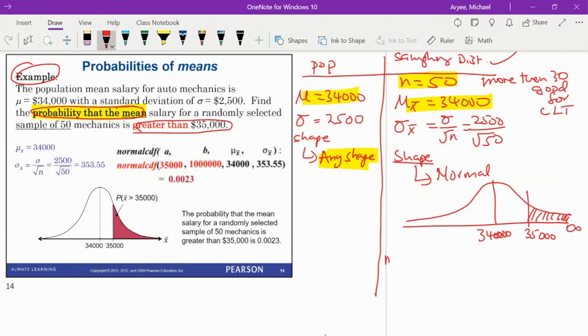Therefore, I will do what? Normal CDF from 35,000 to 1 million. The mean is 34,000. The standard deviation is 2500 over square root of 50. You can put the whole thing in the calculator. The calculator understands what you are doing. You can put the whole fraction in here. The calculator can do the problem for you without a sweat at all.